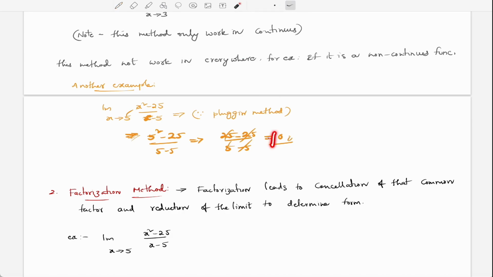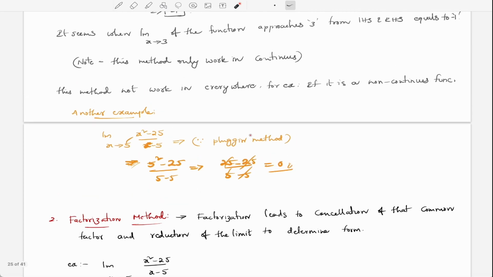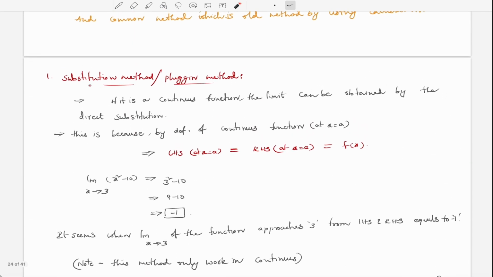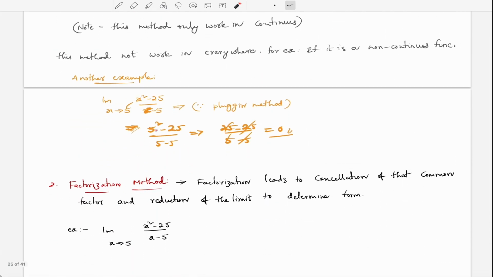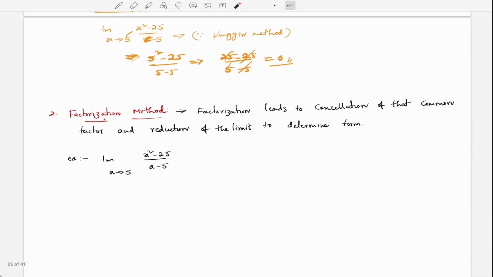I hope you're getting it. So what do we mean by the substitution method? We just simply substitute our values in our function if it is a continuous function. That's it. I hope you have a clear idea about what the substitution method is.